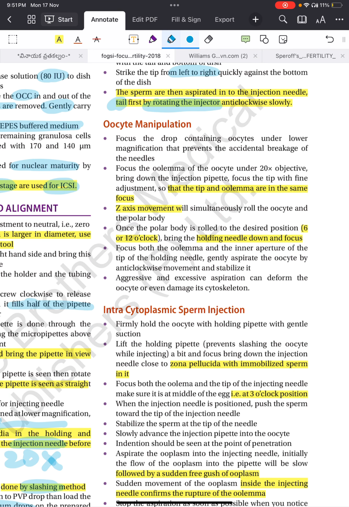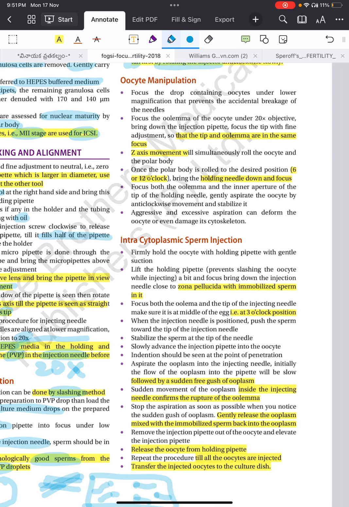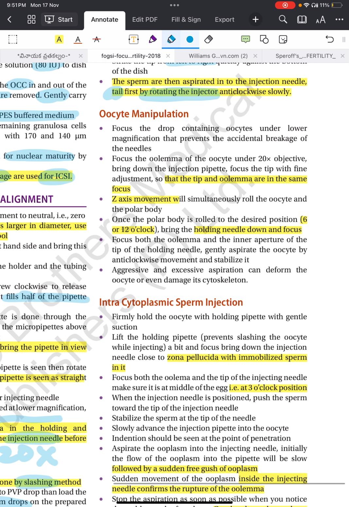Focus the drop containing oocytes. We already added a drop of PVP in which there is an oocyte. Focus the drop containing the oocyte under low magnification, because with high magnification there would be breakage of the needle. Focus the oolemma of the oocyte under the 20x objective.